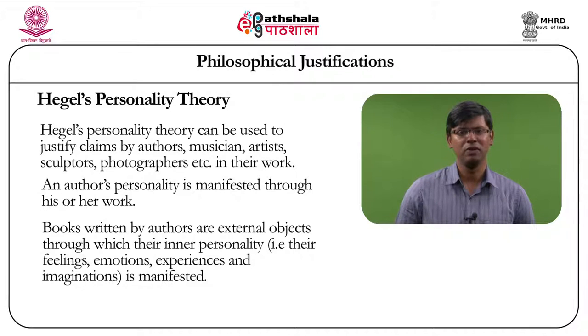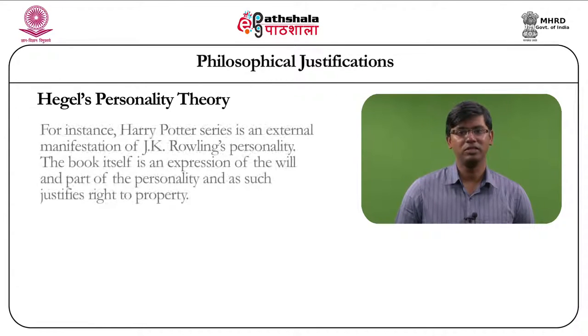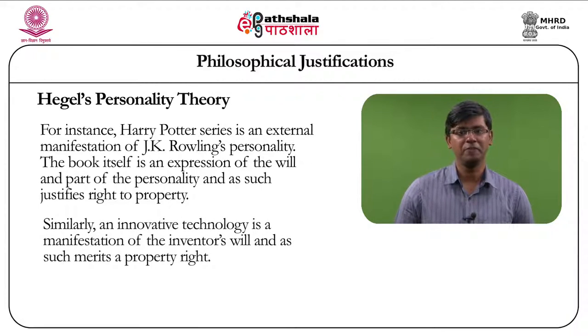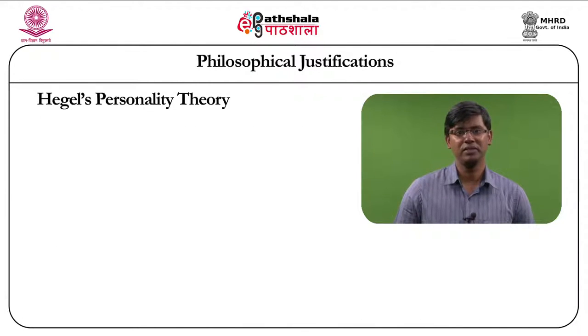is manifested. For instance, the Harry Potter series is an external manifestation of J.K. Rowling's personality. The book itself is an expression of the will and part of the personality, and as such justifies a right to property. Similarly, an innovative technology is a manifestation of the inventor's will and as such merits a property right. But Hegel's personality theory is not without criticism.